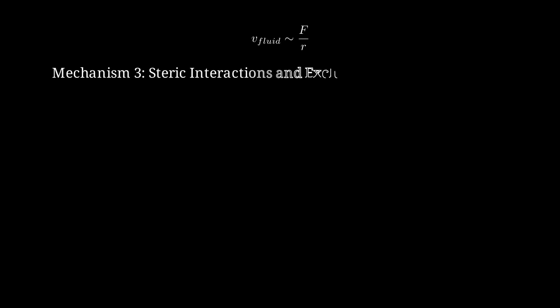The third mechanism is steric interactions. At high concentrations, motors physically collide and exclude volume. This crowding effect can drive phase separation and pattern formation. These three mechanisms combine to produce striking emergent behaviors. Let's examine the patterns that emerge.